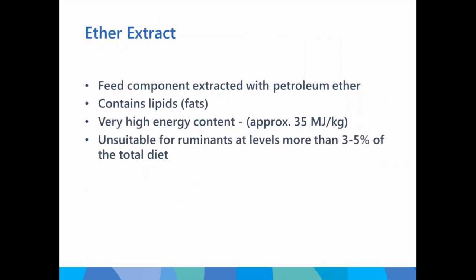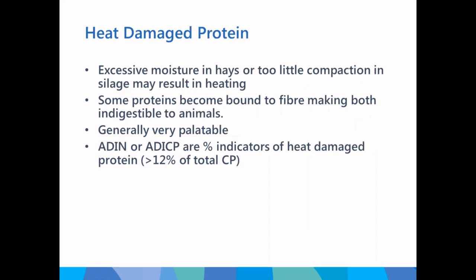Ether extract is the other one that you might come across. Ether extract is basically fat or oil. Where it is important is that high levels of fat in a diet can contribute to an increase in energy. So it is possible to feed energy in the form of fat to increase energy intake in an animal. That's not uncommon, for example, in some dairy cow diets, because fat has an energy content of about 35 megajoules per kilogram. However, there's a limit of about 3 to 5% of the total diet, otherwise you will damage the rumen function.